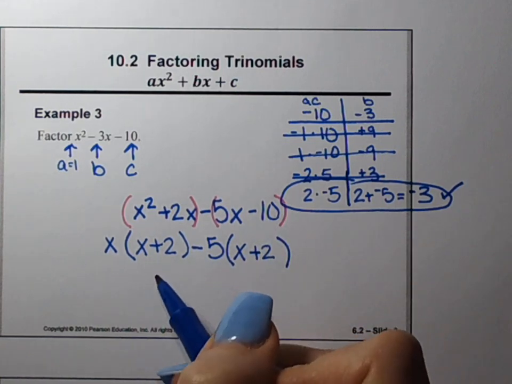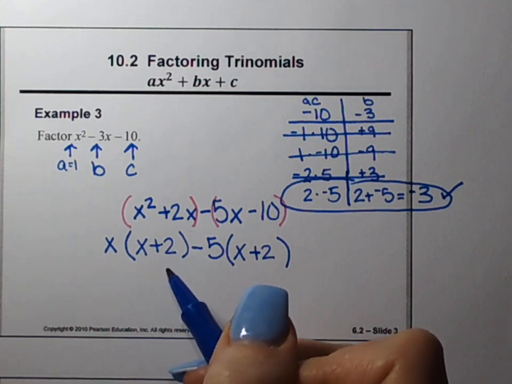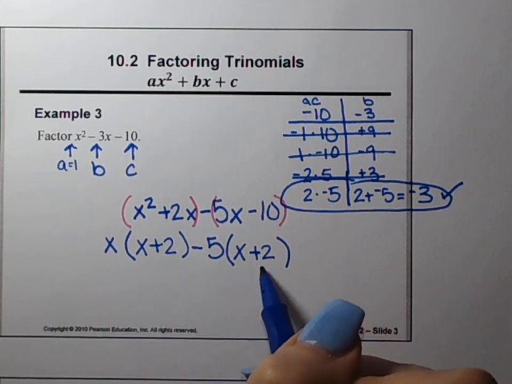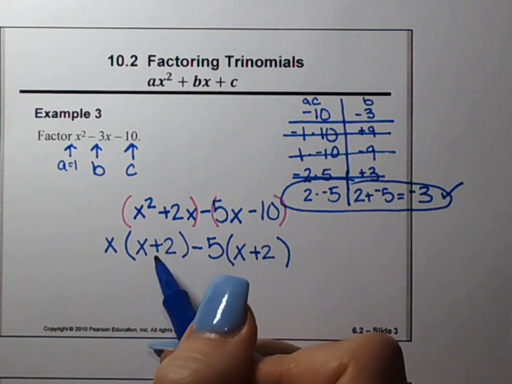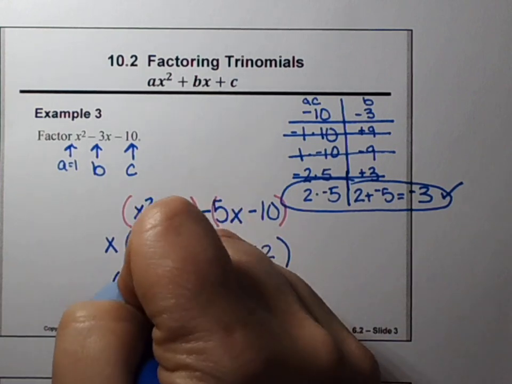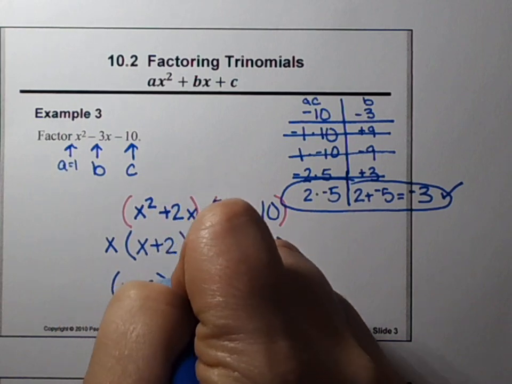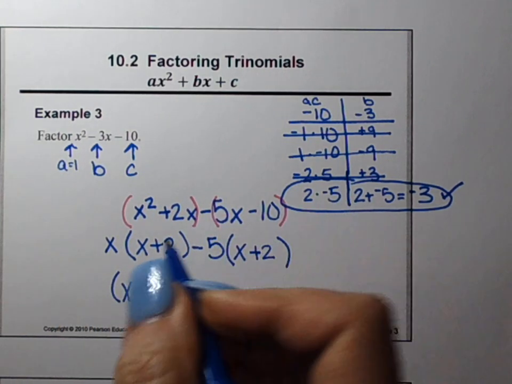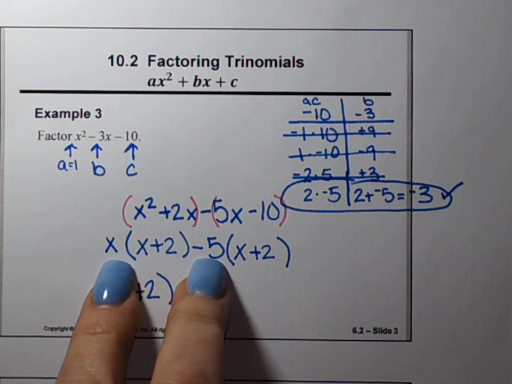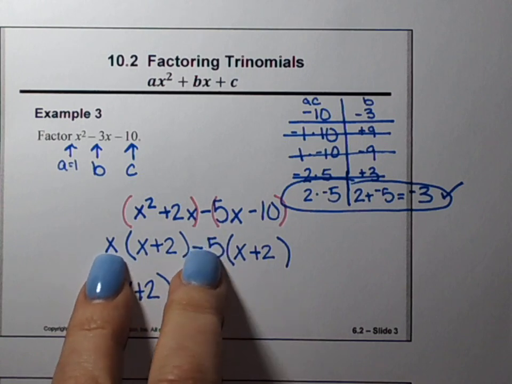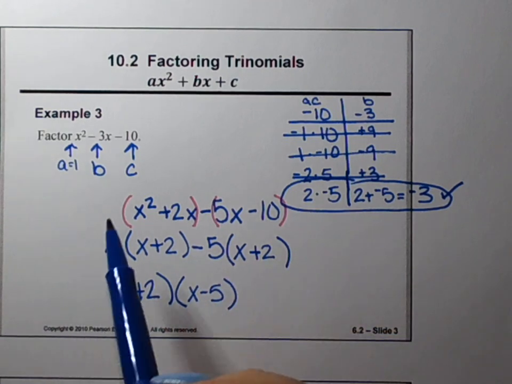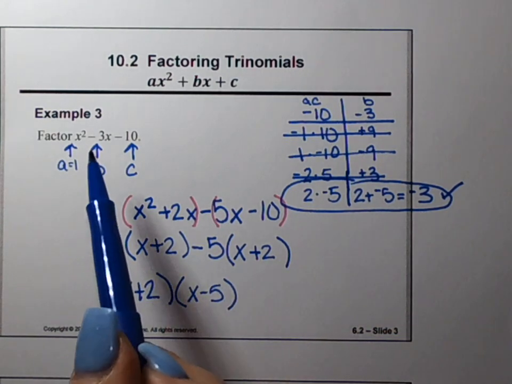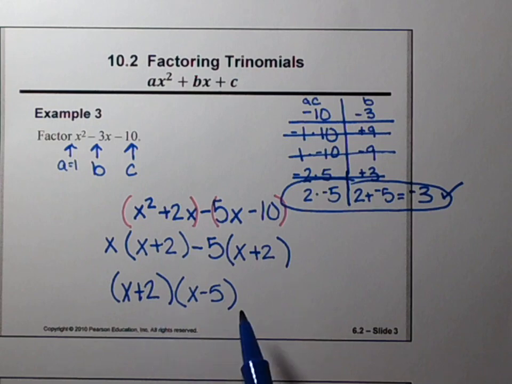Alright, so now I need to rewrite this into factored form. Both of my inside parentheses are exactly the same, which is perfect. That's what I want. I've done it right. So that first factor comes from inside the parentheses. The second factor comes from outside the parentheses. So the second factor is going to be x minus 5. And I have now written my trinomial in factored form.